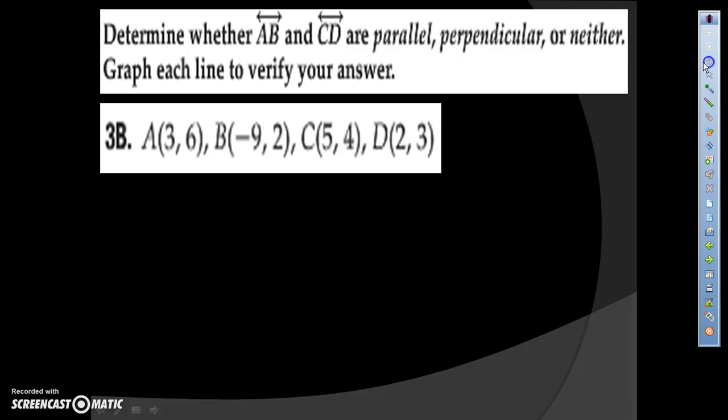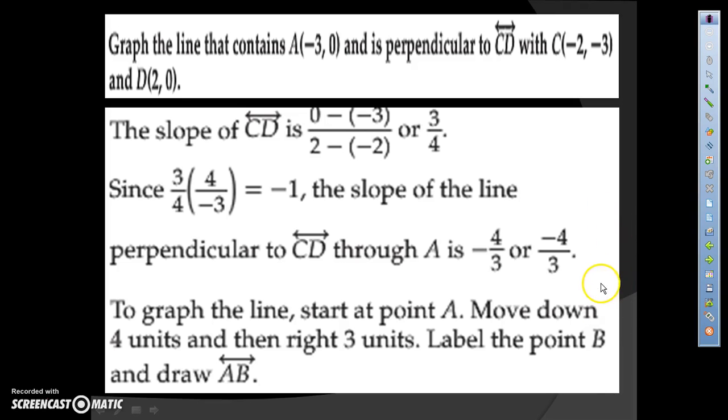All right, moving on to our next example. Okay, I'm going to read through this very carefully, and then we're going to talk about the thought process that's going to go into answering this question. It says, graph the line that contains A (-3, 0) and is perpendicular to line CD, with C having coordinates (-2, -3) and D having coordinates (2, 0).